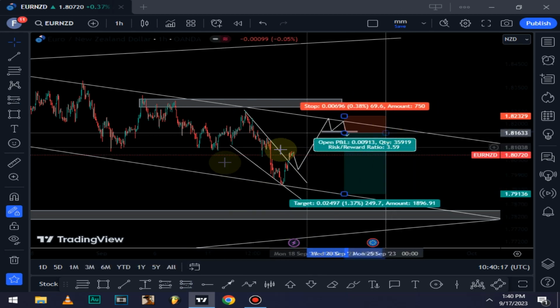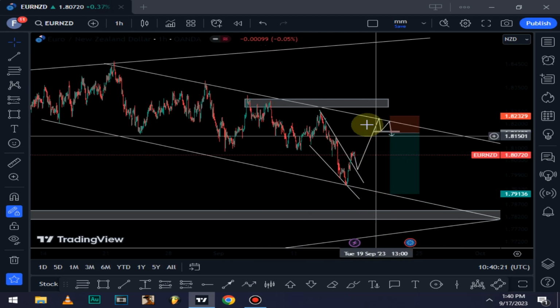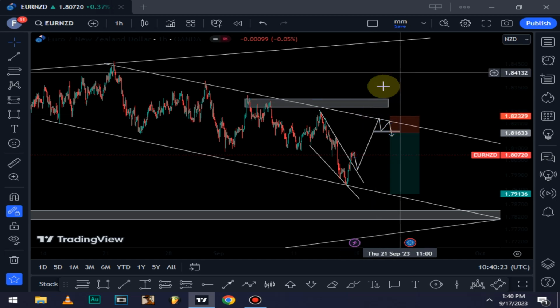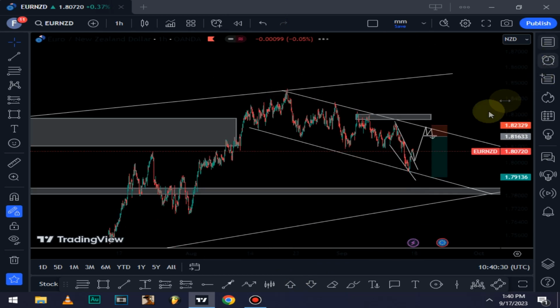All right, for now I won't take any buy entry over here or sell entry. Just need price to go back and retest this trend line over here, that resistance. That's what's up. So Euro NZD should be in my watch list too, and that's what's up.